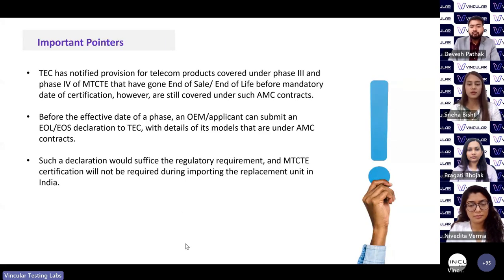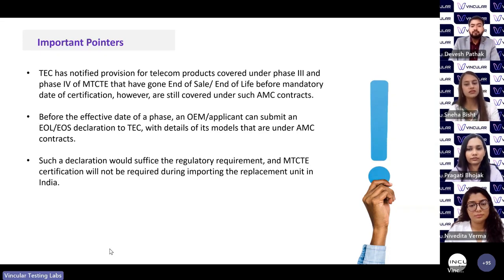So, important pointers with respect to end of sale devices for MTCTE. For a telecom device that is covered under the mandatory testing and certification framework, which goes end of sale before the mandatory date of certification, however some units are to be imported for AMC related events till the end of service contract with the customer, TEC has given provision of an end of sale or end of life declaration to be submitted by the manufacturer. Now, this declaration can be submitted before the effective date of a phase with details of the models that are under the AMC contract, and it should also include the model number, the date that the model is going end of sale or end of life, and a link of the public announcement from the OEM stating the relevant information of the product's AMC.